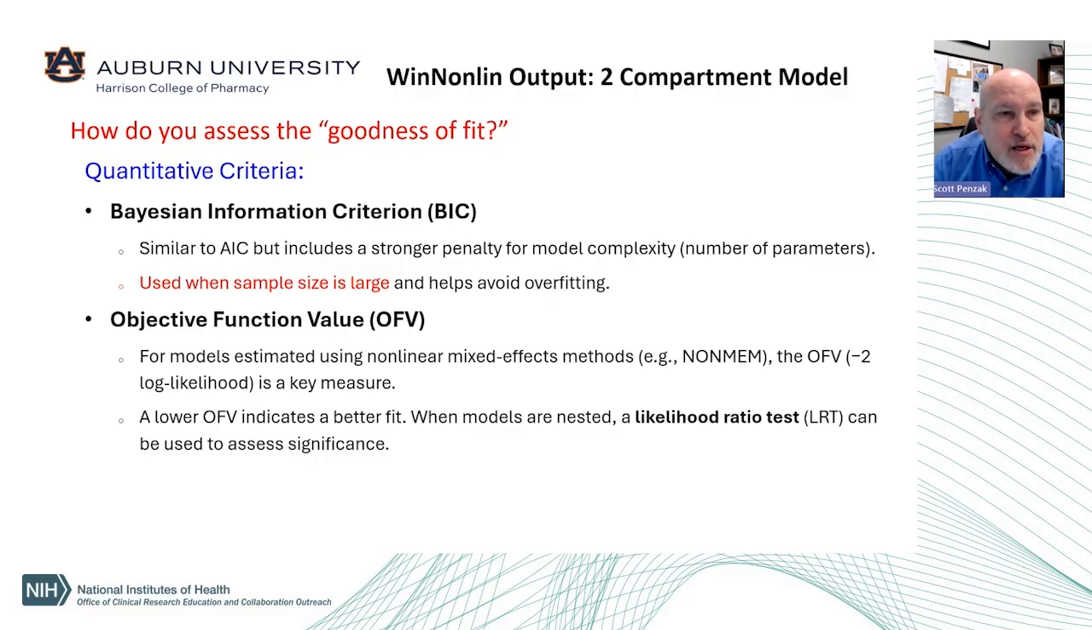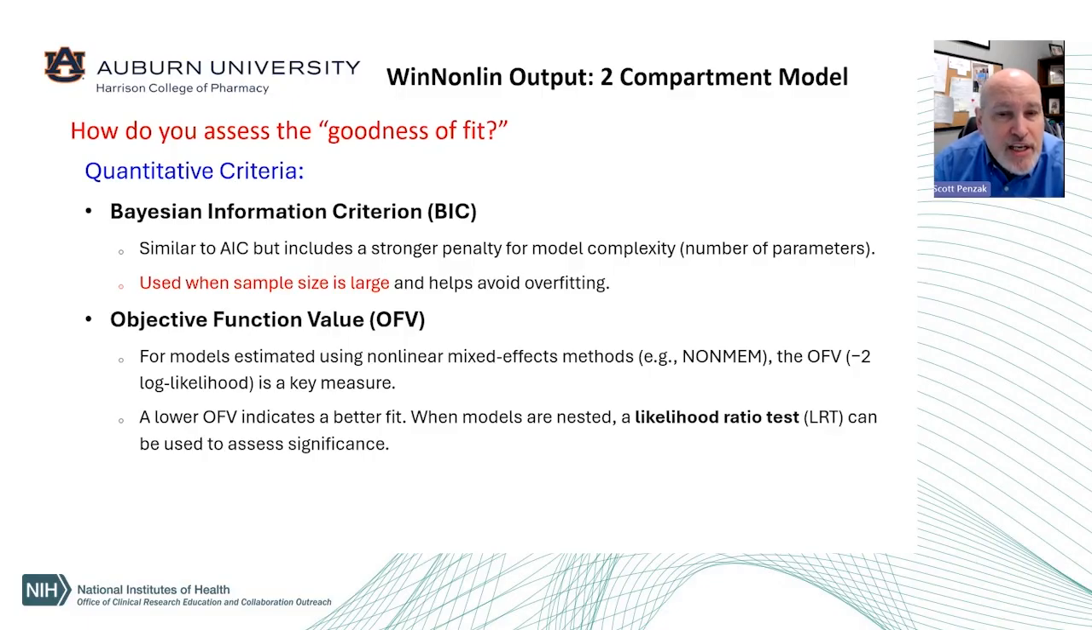Quantitative data, which we talked about. This is similar to the Schwartz criterion. It's similar to AIC, but it includes a stronger penalty for model complexity, the number of parameters. Remember I said that the more complex the model is, that will drive the AIC up. Very similar, again, with this BIC is something called the objective function value for models estimated using nonlinear mixed effect methods, and OFV, minus 2 log likelihood, is a key measure.